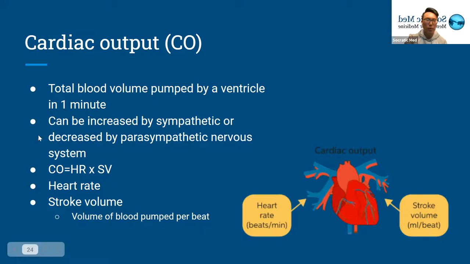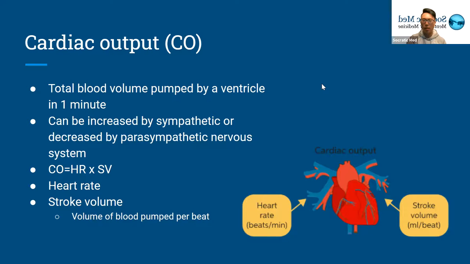So the equation for calculating cardiac output is CO, cardiac output, equals HR times SV. HR is the heart rate, and SV is the stroke volume, which is the blood pumped by the ventricle every beat. The heart rate is how many times your heart beats in a minute, and the stroke volume is how much blood is pumped per beat. When you multiply them, you get the cardiac output. This is an easy question for points on the test. You just have to memorize this simple equation: cardiac output equals heart rate times stroke volume.